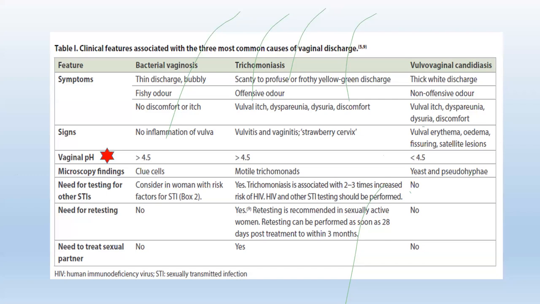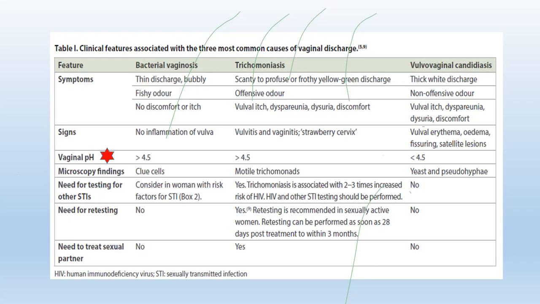All right. If you do a microscopy, there could be a clue cell. If the patient is sexually active for the past 3 months, or if there's a change in partner in the last 2 partners in 6 months, then you should do an STD screening. There's no need to do a retesting because some of them are commensal cells, so you do not need to treat the partner.